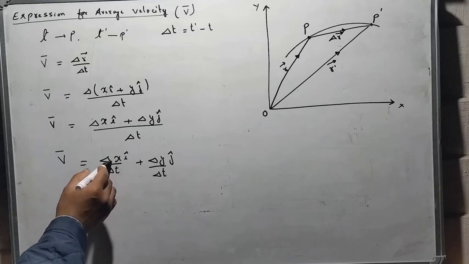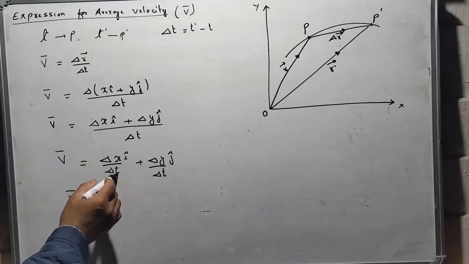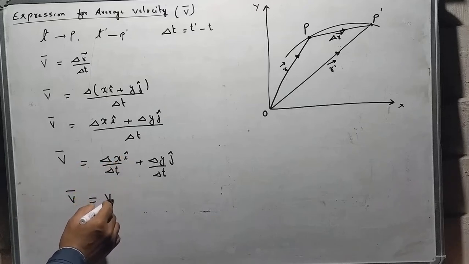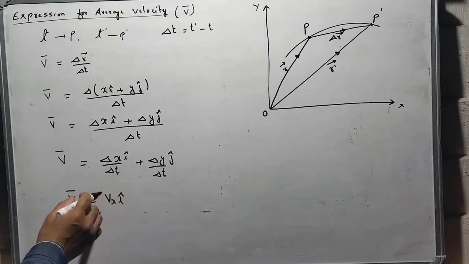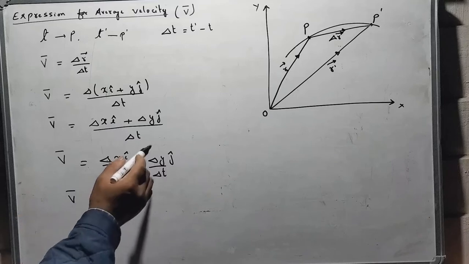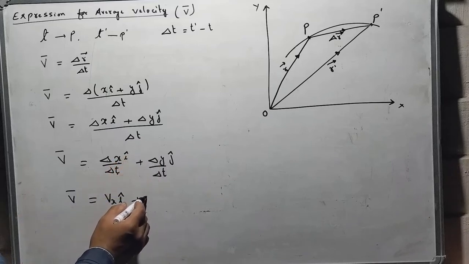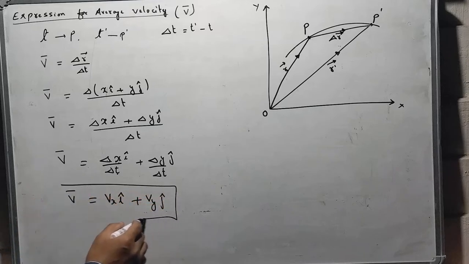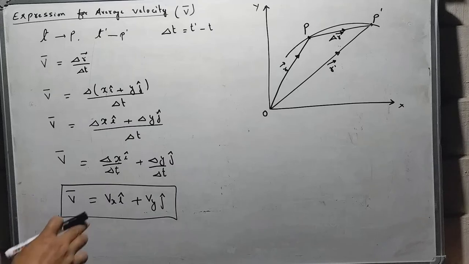What is this delta x upon delta t? This is the change in the displacement upon change in time, and the displacement here is along the x-axis, so we get the velocity along the x-axis. So instead of delta x upon delta t, we write vx. Similarly, in place of delta y upon delta t, I will write vy. So this is your expression for the average velocity of a particle moving in the xy plane in terms of rectangular components vx and vy.